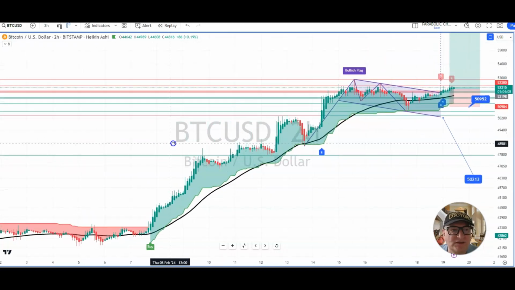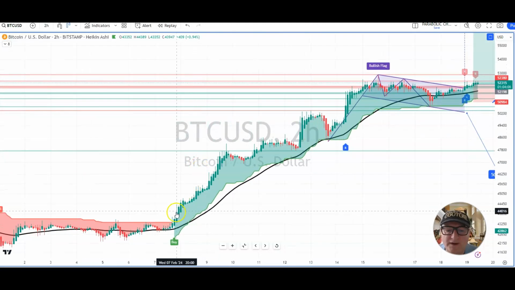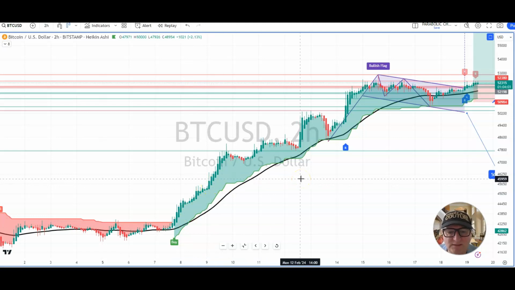So now we're into the 2-hour. You don't need to go into the 1 hour. The 1 hour will be agreeing, and the 30-minute will be agreeing. You don't need to go any closer than that. So that is a parabolic trend by definition.